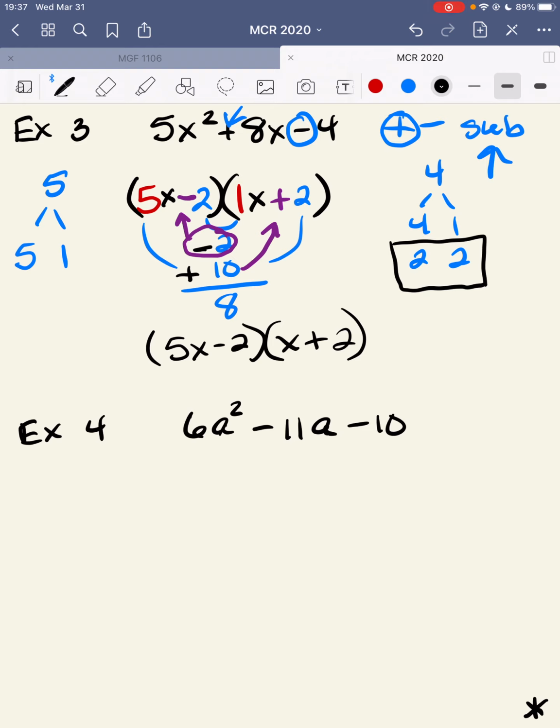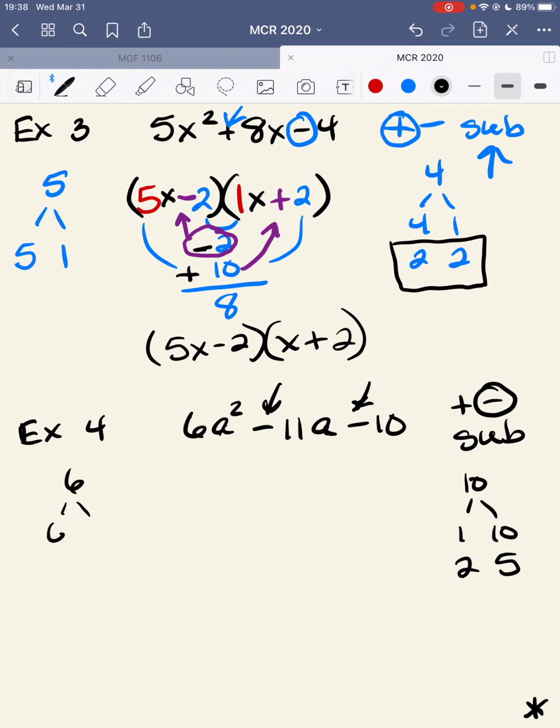Let's look at the last one. So this one also has opposite signs. So a plus and a minus. In this case, I have a minus, so my larger number is going to be negative. I'm still performing subtraction to get my middle term. All right. Factors of 10, 1 and 10, 2 and 5. All right. 6, I have 6 and 1, and 2 and 3.